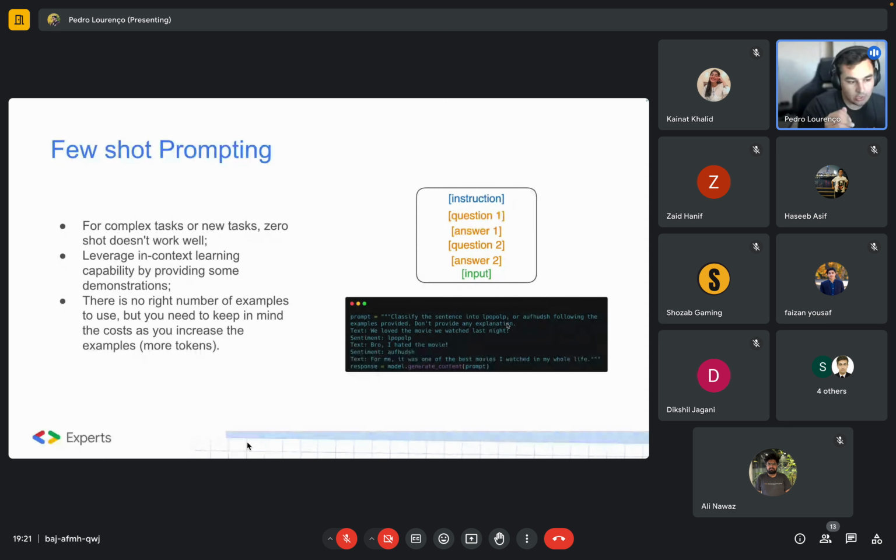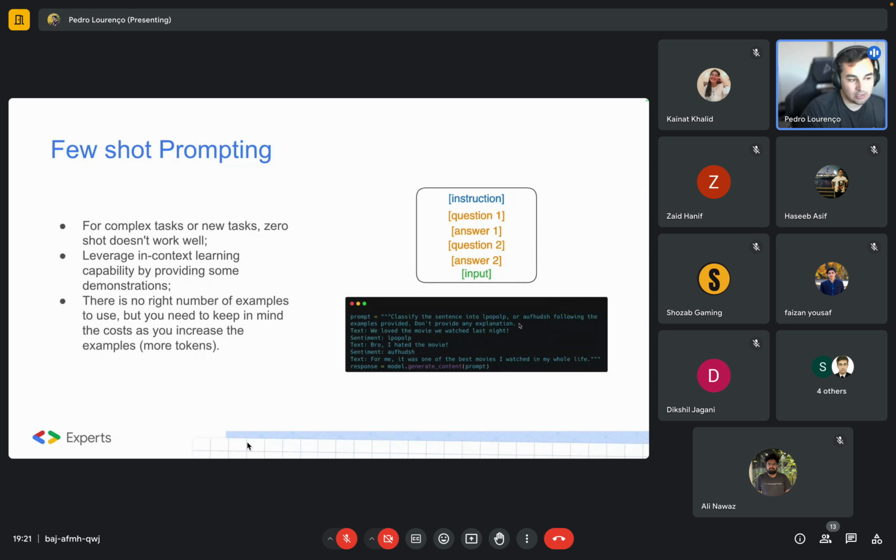The first one: we loved the movie we watched last night. And the sentiment is this first one. We as humans can understand that this is related to positive. The second one: bro, I hated the movie. The sentiment is the second one. So we can relate this to the negative sentiment. But imagine that a large language model had never seen these two concepts. It's a very hard task for it to understand. And then you provide your input and you expect the answer.